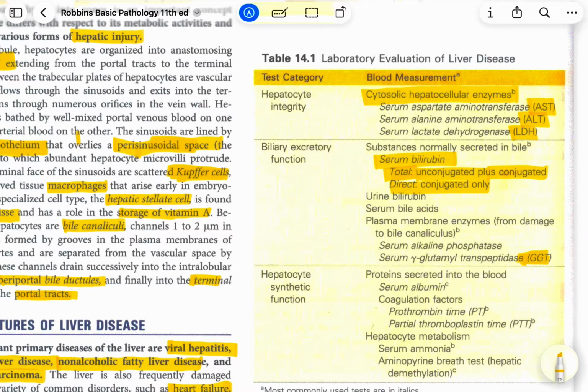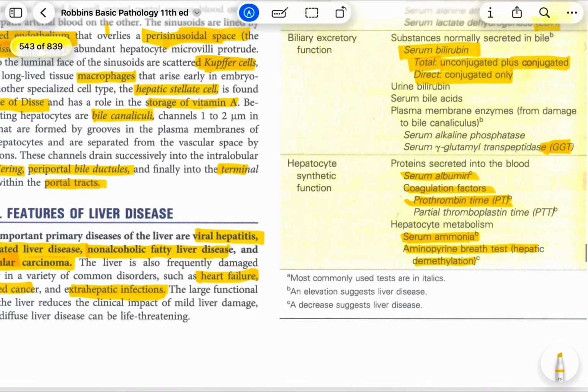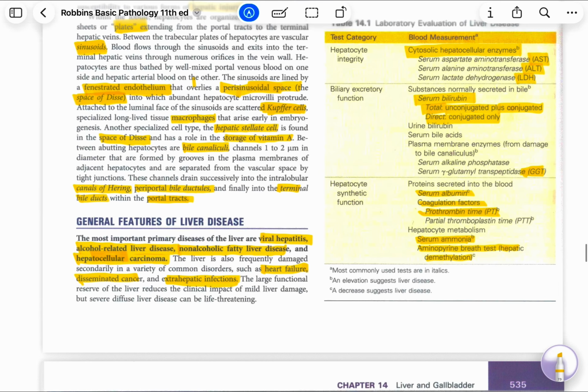Now, for hepatocyte synthetic function evaluation, what tests can we do? We can measure proteins secreted into the blood, which are serum albumin and coagulation factors. We can do tests for PT and APTT, and for hepatocyte metabolism, we can measure serum ammonia and the aminopyrine breath test, which is due to hepatic demethylation. So these tests can be done.